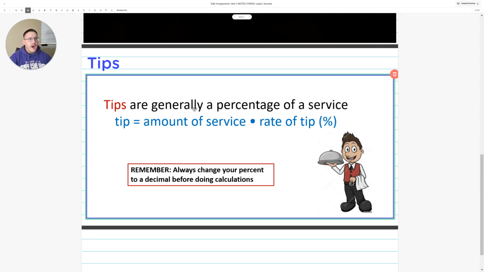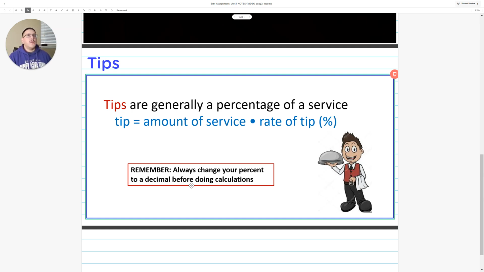Tips. Tips are generally a percentage of a service. Tip equals the amount of service times the rate of the tip. Always change your percent to a decimal before doing calculations, however. Okay? So situations when you do tips are typically when a service is provided to you and you want to show your appreciation, your gratitude. You tip them a certain percentage. Or if there's no percentage, if it was expected service, sometimes you just want to show gratitude for what they do anyways. So you just give them a certain amount that you know is acceptable.